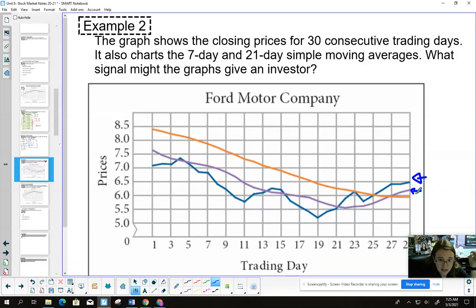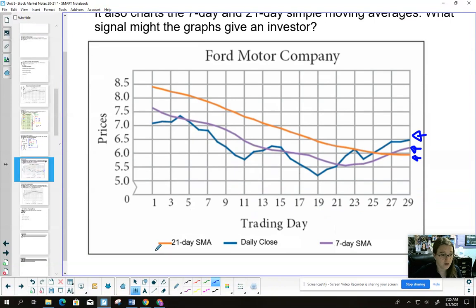Then the purple has the next highest amount of days because it's still a little choppy. And then the orange is going to have the highest amount of days because it's very smooth. The more days, the smoother the graph looks. And again, we can see that there.